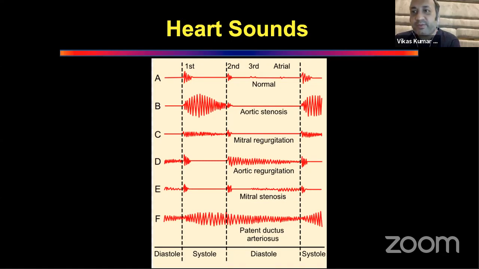So this murmur is highest in intensity at the starting and it decreases as the diastole progresses. That is shown, the volume of the murmur is higher in the initial stage. Mitral stenosis is a typical murmur, which is a late diastolic murmur. And there are two, three things in the mitral stenosis murmur which we have seen.